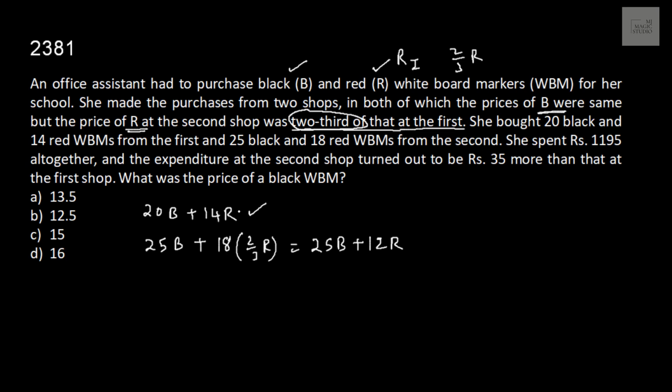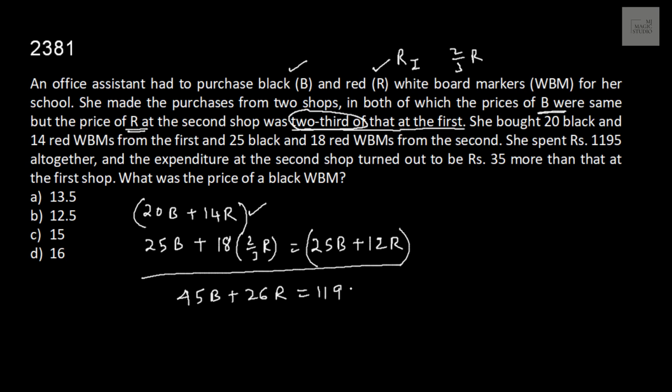So this is the total amount expended in the first shop, and this is the total amount expended in the second shop. She spent rupees 1195 altogether. That means if I add up, then 45B plus 26R equals 1195. Okay, first equation. And the expenditure at the second shop turned out to be 35 more than the first. That means second minus first equals 35: 25 minus 20 is 5B, 12R minus 14R is minus 2R, and this equals 35.